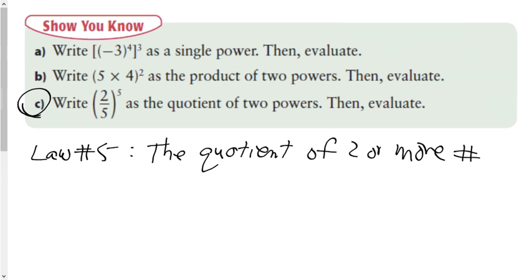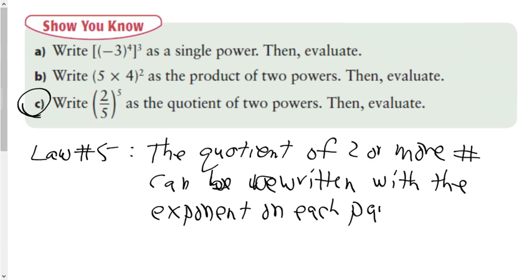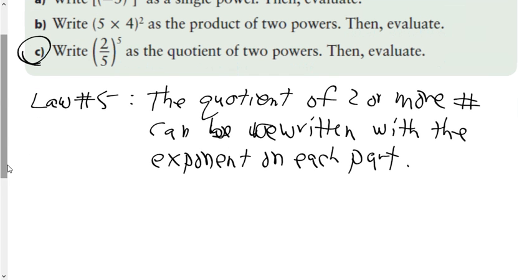Two or more numbers can be rewritten with the exponent on each part. Doesn't really say that, but that's what we're going to say today. So if we look at the first one, it actually looks like the exemplar that we're given is this one here. But I need you to remember something.